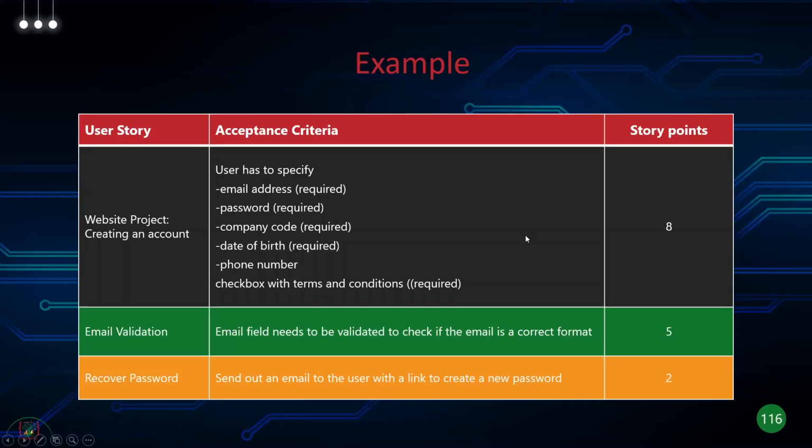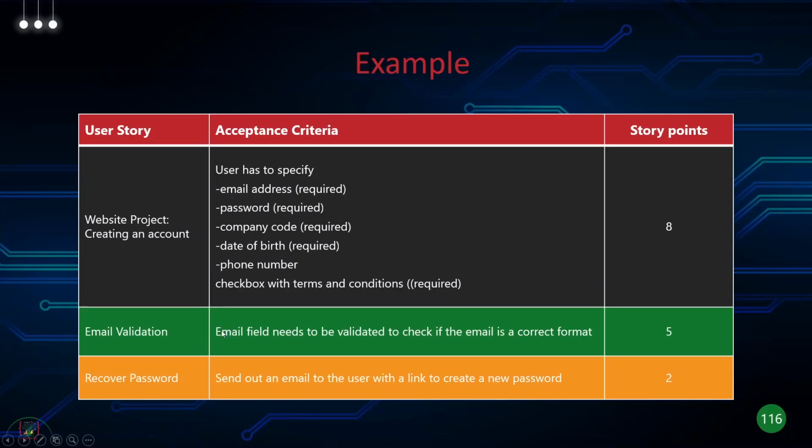And these are some of the examples, user story and acceptance criteria. So, if you look at the eMarket website project, a story point of 8 means it's a big story. So, the acceptance criteria might be you need to have an email address of the user, a password of the user, company code, date of birth, phone number, checkbox. All of these should be there for your eMarket website to have a big story. I mean, if a story has all these features of the acceptance criteria, you mark it as an 8-story point.